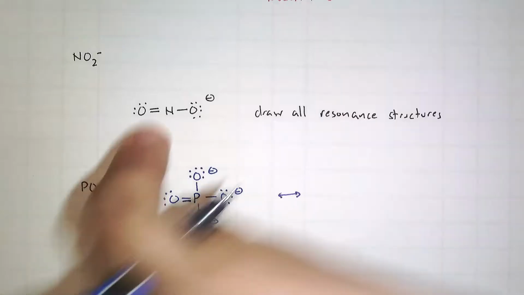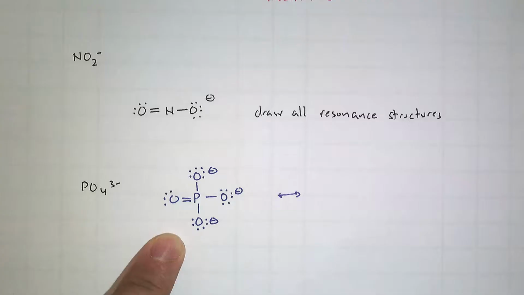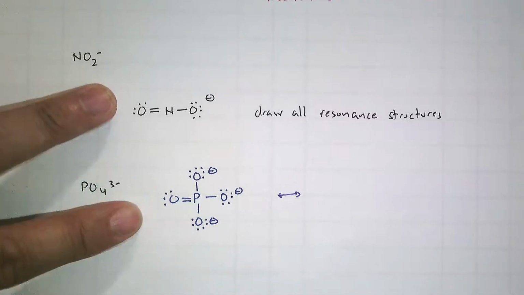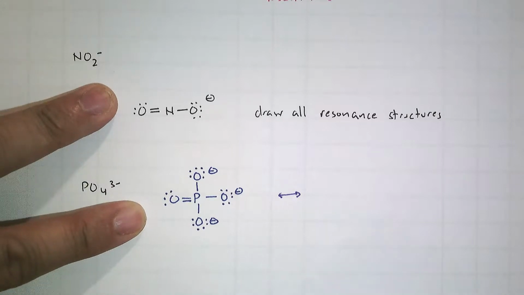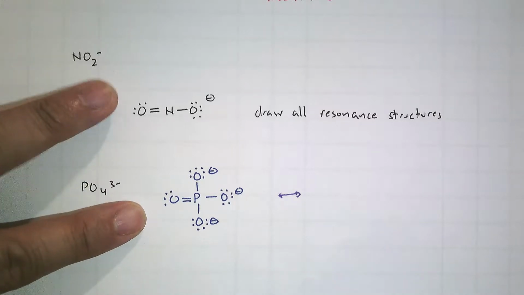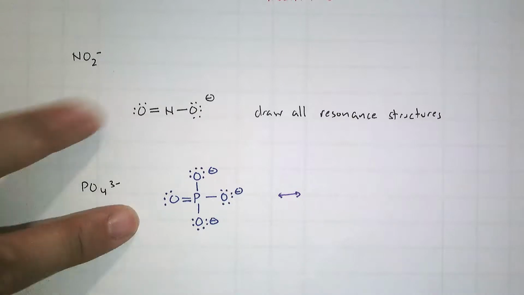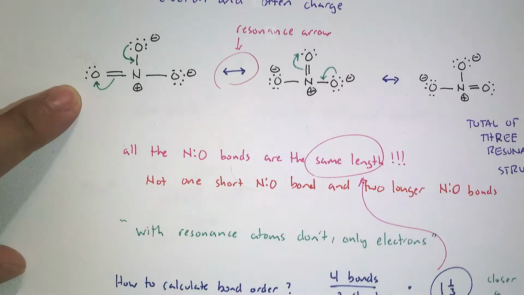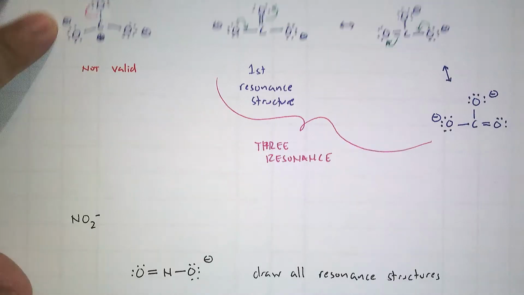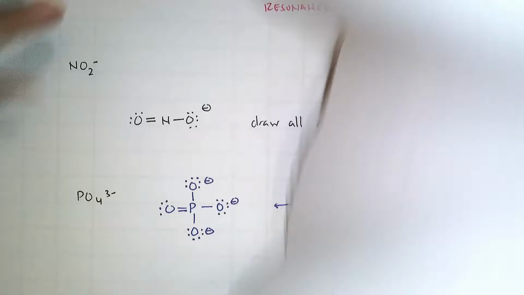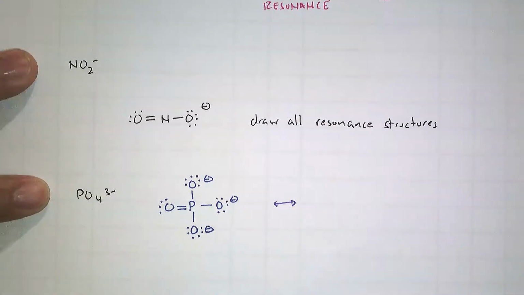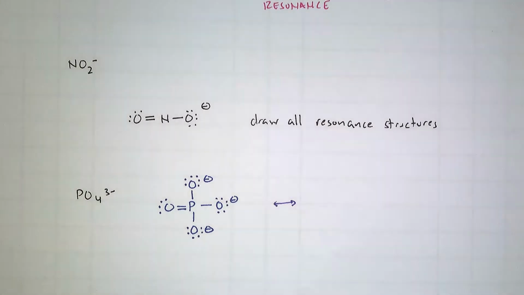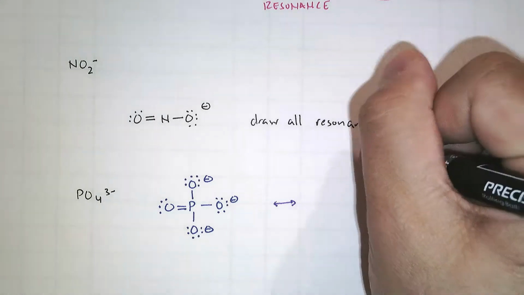Take a look at that. I could tell you now that neither of these has exactly three resonance structures. So they're different from the examples that we saw for nitrate and carbonate. All right, good luck. Try these two molecules. Draw all the resonance structures for those, and determine the bond order.